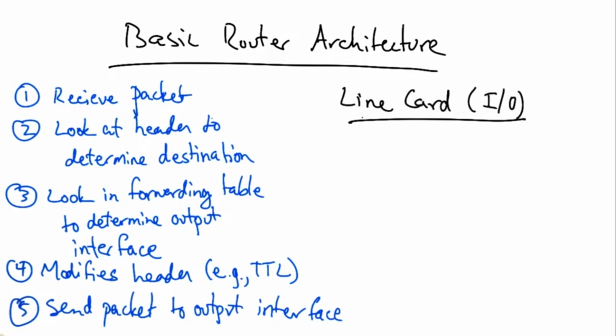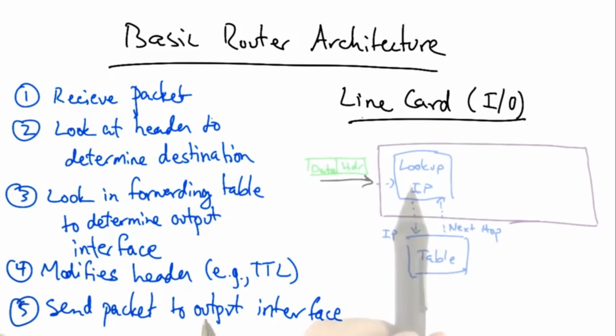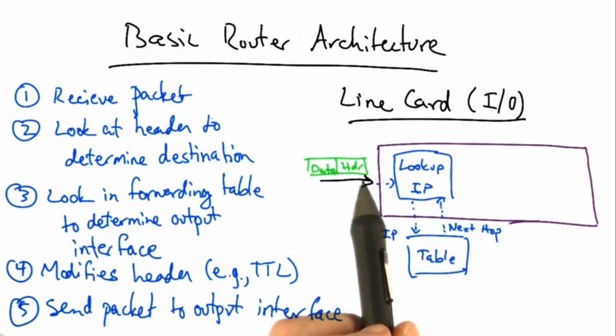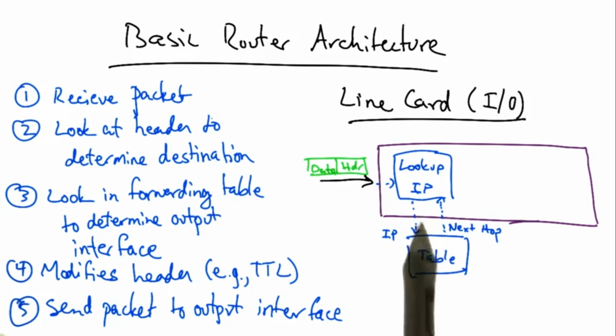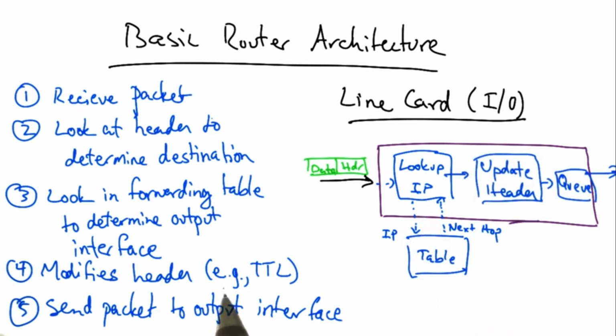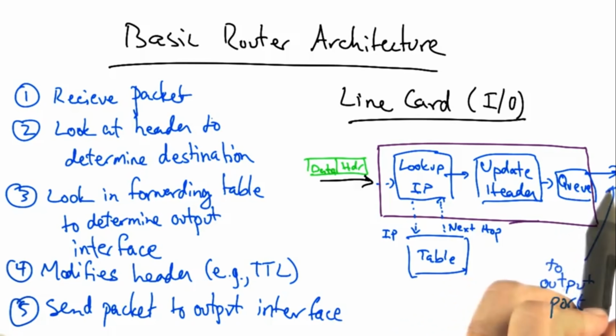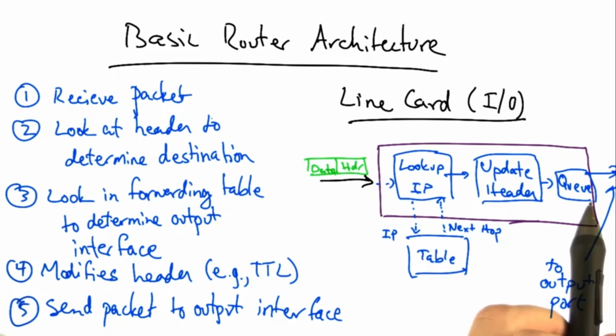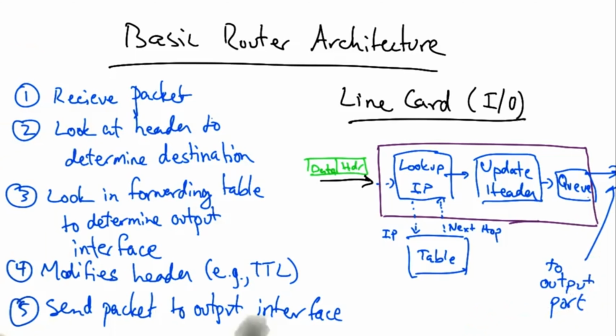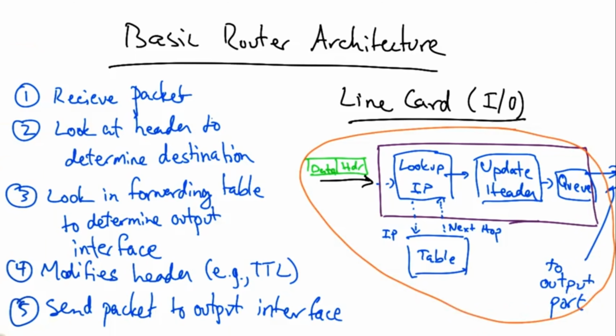The basic I/O component of a router architecture is the line card, which is the interface by which a router sends and receives data. When a packet arrives, the line card looks at the header to determine the destination, and then it looks in the forwarding table to determine the output interface. It then updates the packet header, and finally sends the packet to the appropriate output interface. Now this drawing shows just a single line card, but in fact, when the packet is sent to the output interface, it must traverse the router's interconnection fabric to be sent to the appropriate output port.